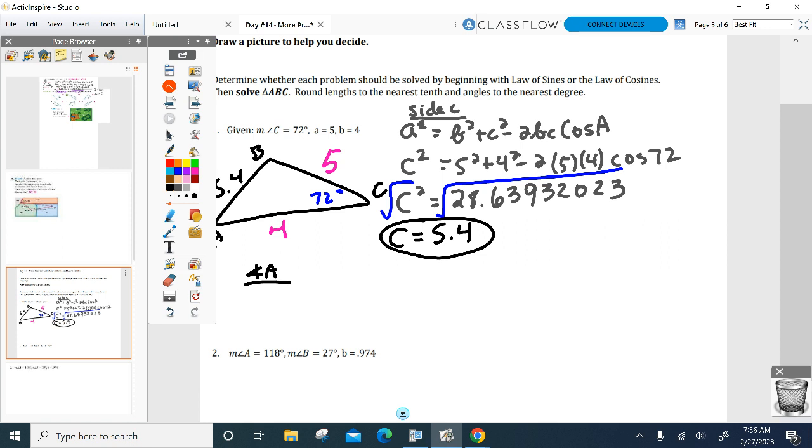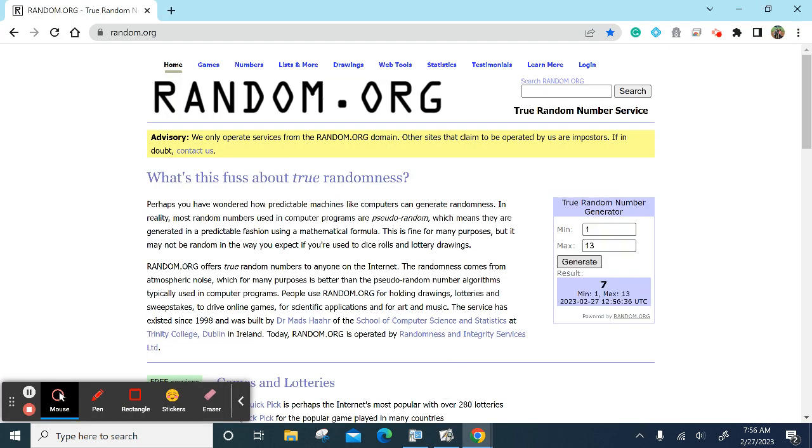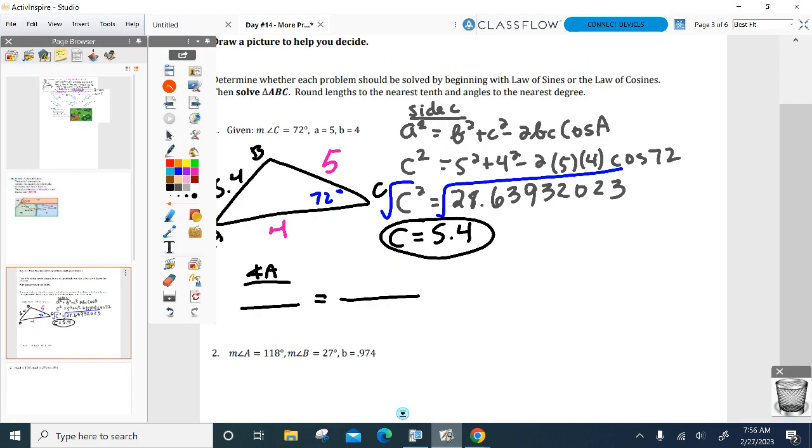Guys, again, could you find angle A using law of cosines? Yeah, you could. I just want to use law of sines because we haven't used it in a while together. So law of sines to find angle A. Give me a side and an angle that you know that I can put in my proportion. 5.4 and 72. Good. We'll use the 5.4 we just found over the sine of the angle across, 72.